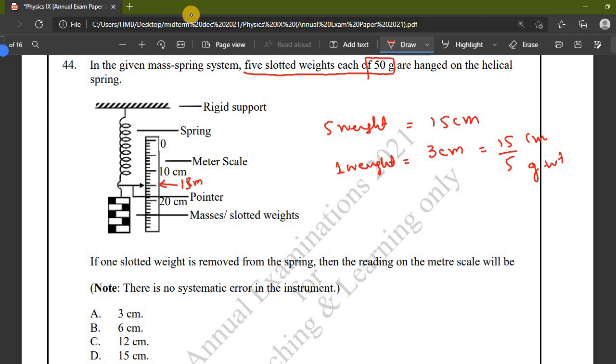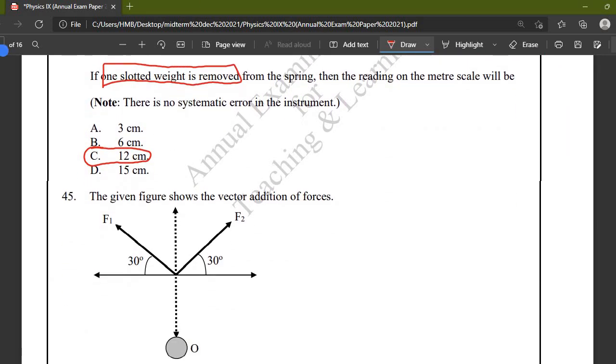So 1 weight changes the extension by 3 centimeters. Increasing a weight will increase the extension by 3 centimeters and decreasing the weight will decrease it by 3 centimeters. So if one slotted weight is removed, the extension would decrease by 3 centimeters. Right now the extension is 15. If we remove one slot from this spring, the reading would become 12 centimeters. So the correct answer is option C.